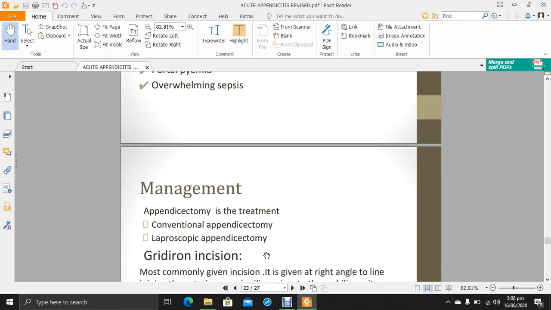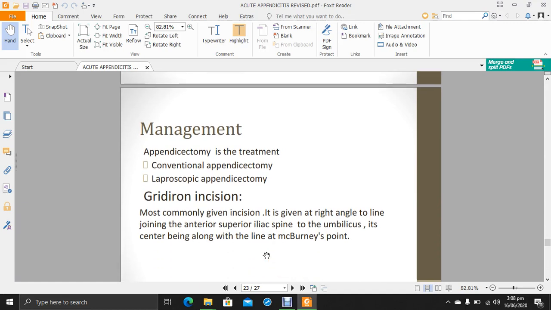So what to do? The management includes either you wish to do open appendectomy, that is conventional appendectomy, or laparoscopic appendectomy. In open appendectomy, we approach through the gridiron incision.